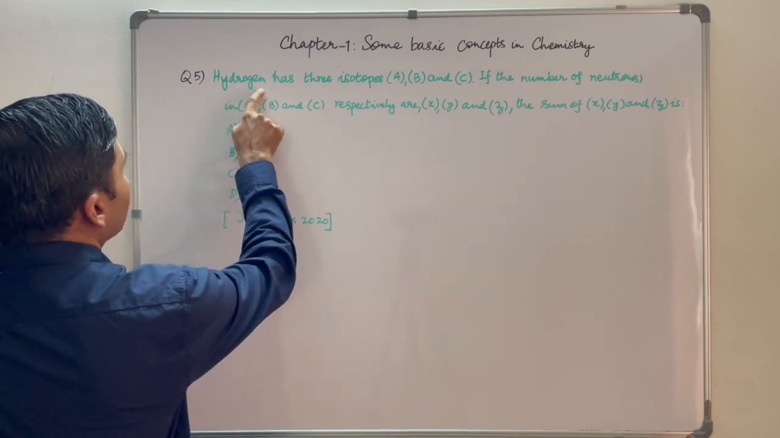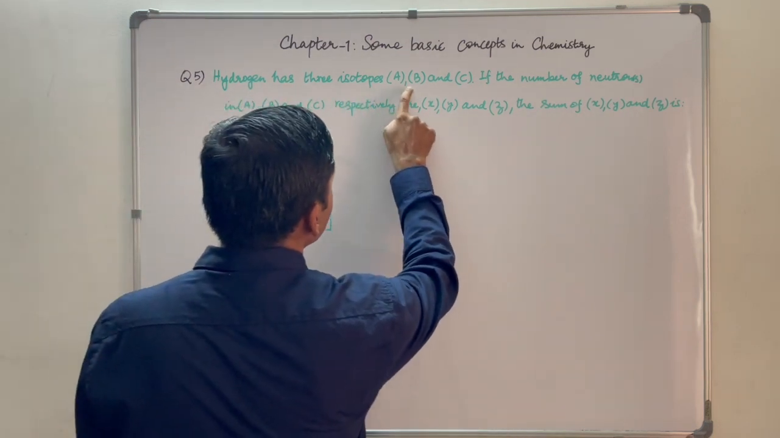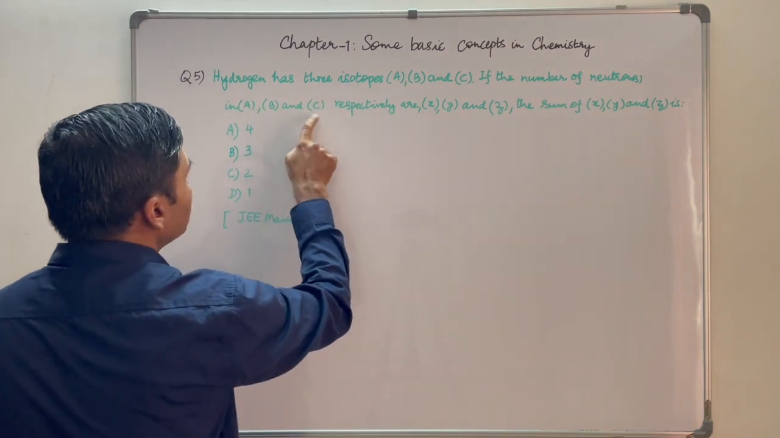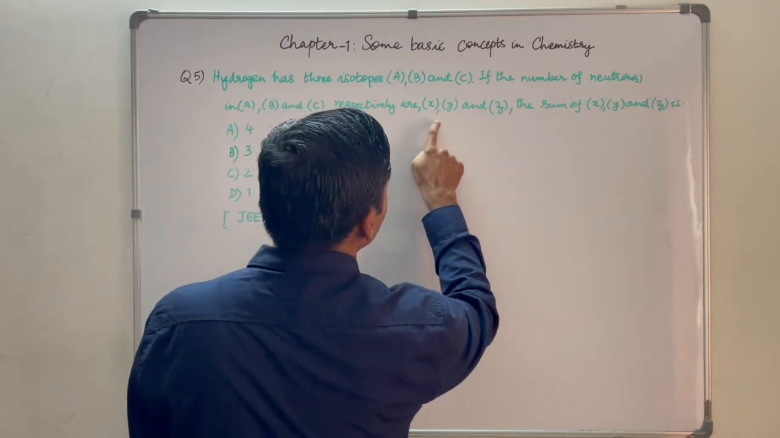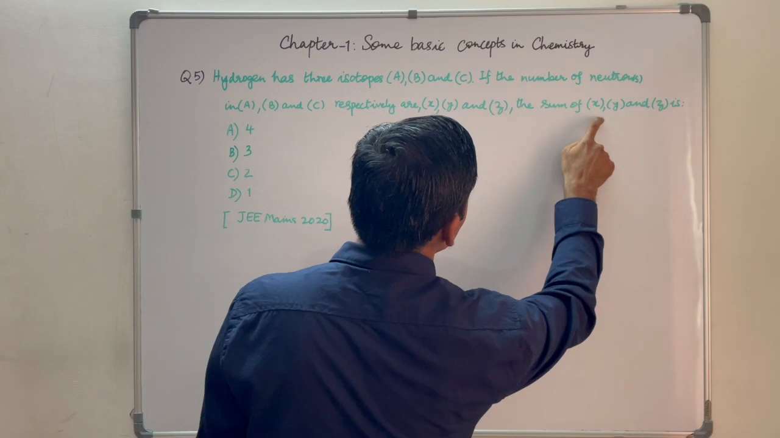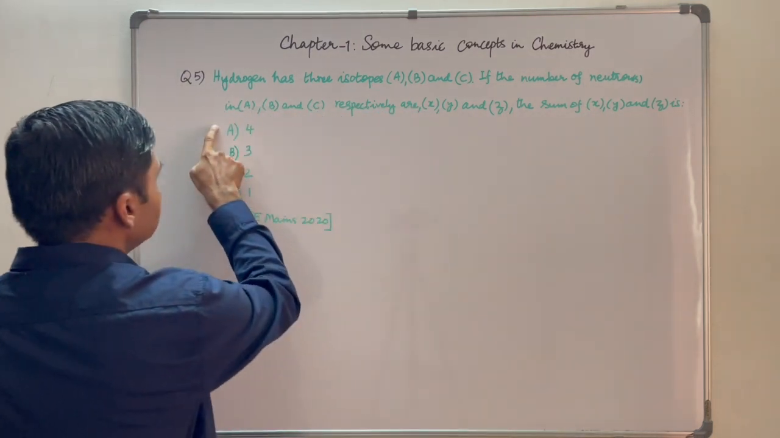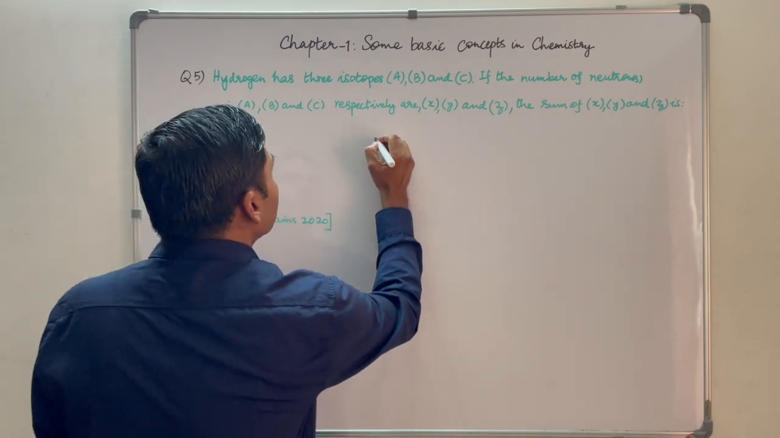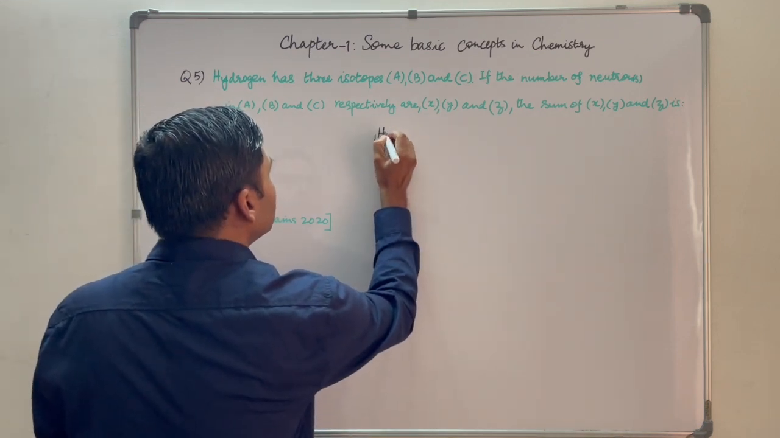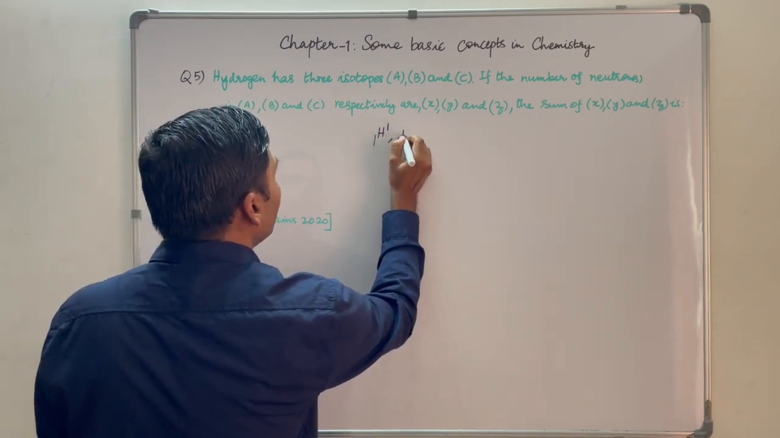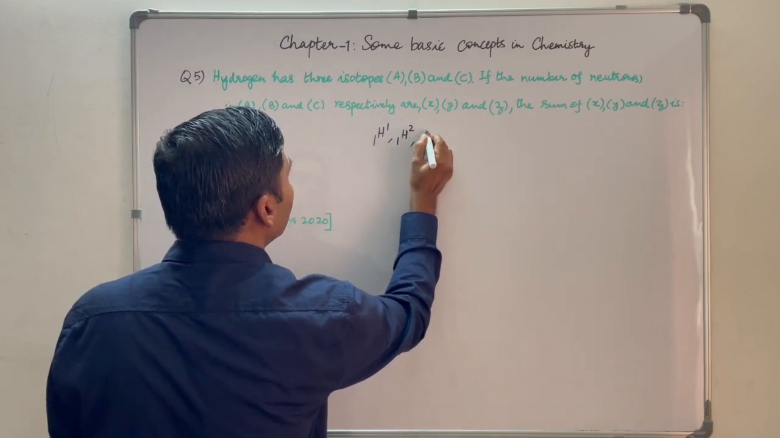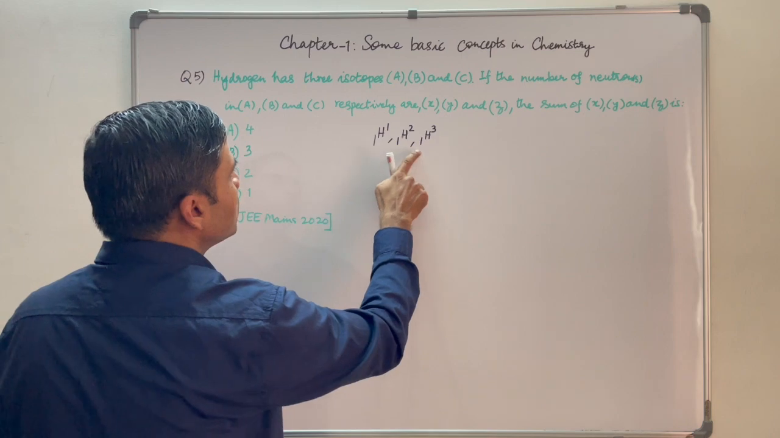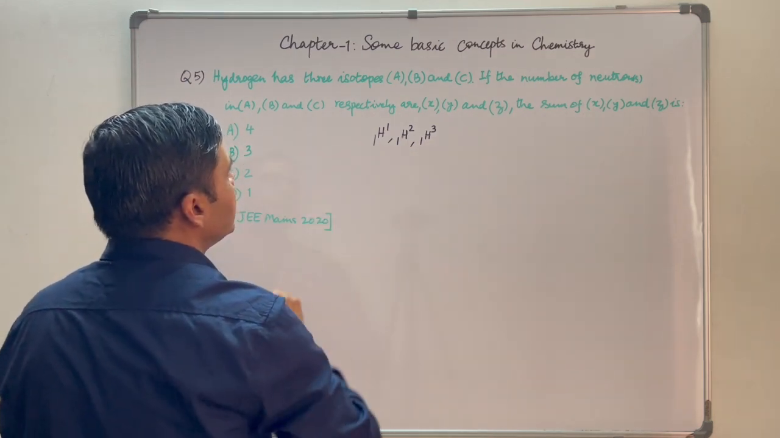Fifth question: hydrogen has 3 isotopes A, B and C. If the number of neutrons in A, B and C respectively are X, Y and Z, the sum of X, Y and Z is. These are the options given. We know that hydrogen has 3 isotopes, 1H1, 1H2 and 1H3. We need to calculate the number of neutrons in them and then add them.